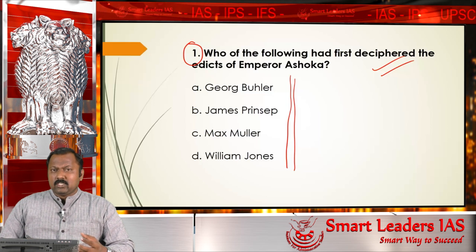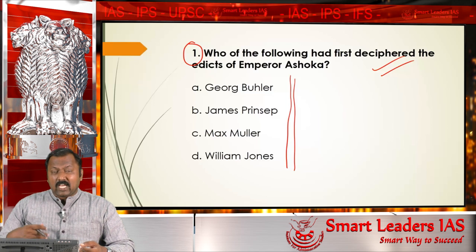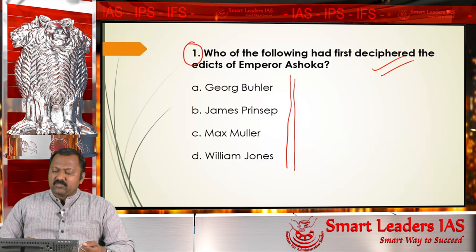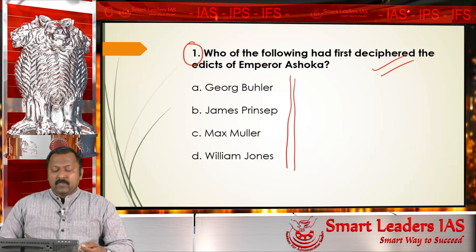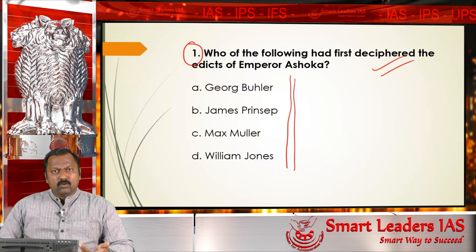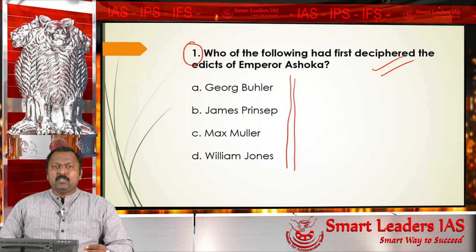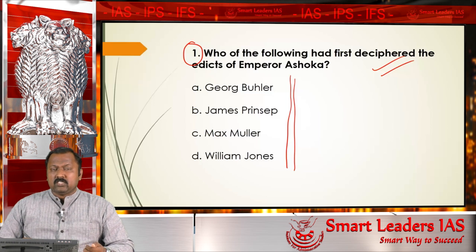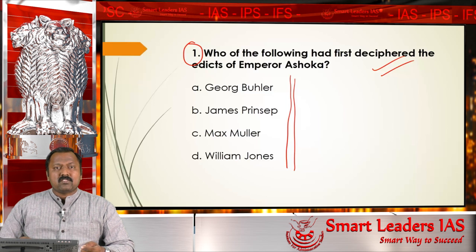Don't bother about the area from which I have taken the question. The question is not for the examination point of view, but the type of the question is for your understanding. So here the question is, who among the following first deciphered the edict of Emperor Ashoka? If you know the answer, you do it. If you don't know the answer, you can just eliminate options. So here the choices are very simple. Either you know the question or you do not know the question. If you know, you directly go to the answer and mark it. And if you do not know, you cannot mark this question.